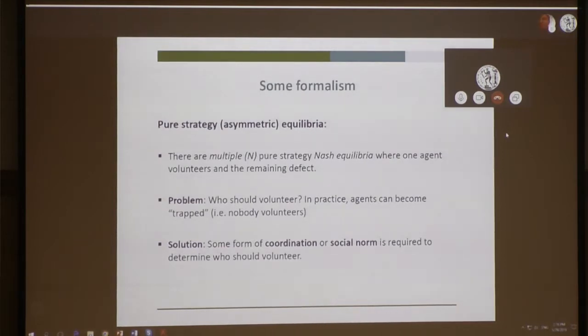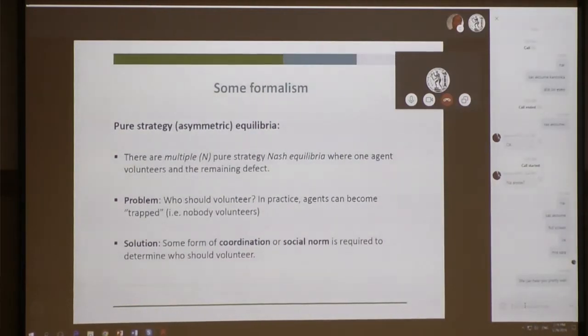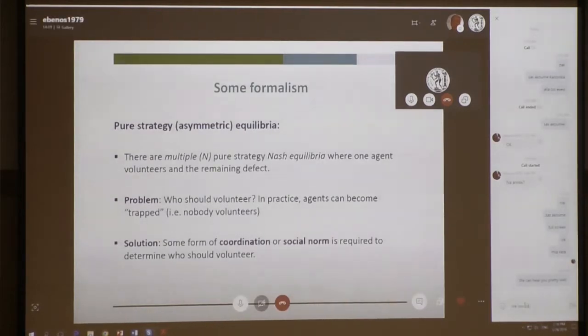The solution in these types of situations is that you must have some kind of coordination, or impose some kind of social norm that's going to be required to determine who should volunteer. So this is what's happening in these pure strategy Nash equilibria.